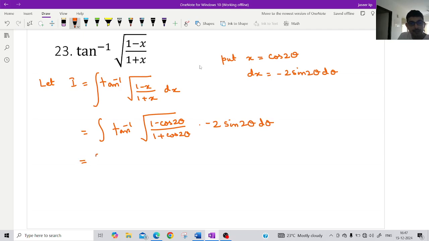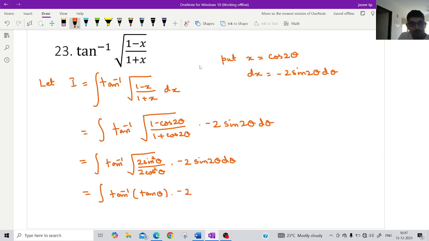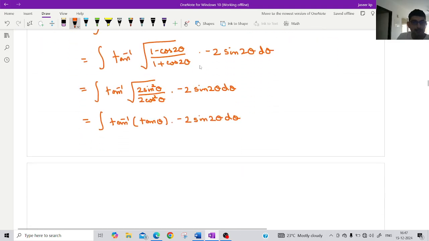Again that can be simplified as tan inverse of root of 2 sin square theta divided by 2 cos square theta, into minus 2 sin 2 theta d theta. So that is the integral of tan inverse of tan theta, into minus 2 sin 2 theta d theta. Tan inverse of tan theta is theta, so taking minus 2 outside, it will come as theta into sin 2 theta d theta.